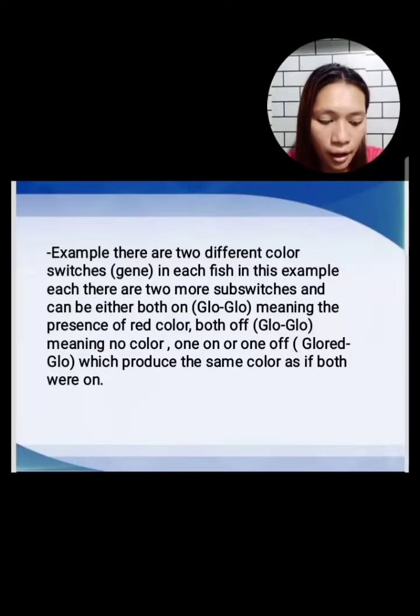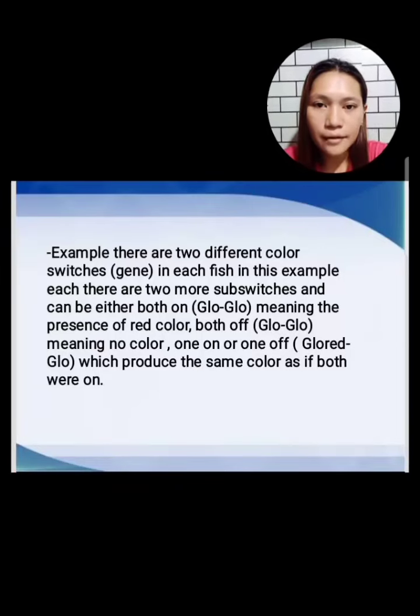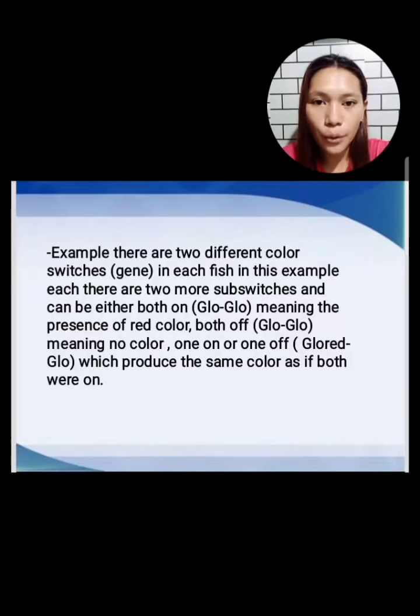Example, the red fish and yellow fish combination are getting an orange fish.